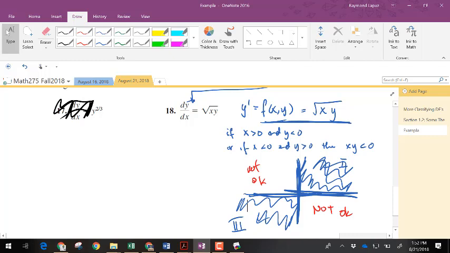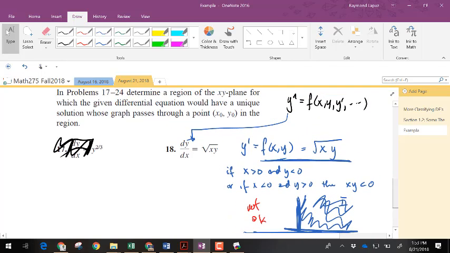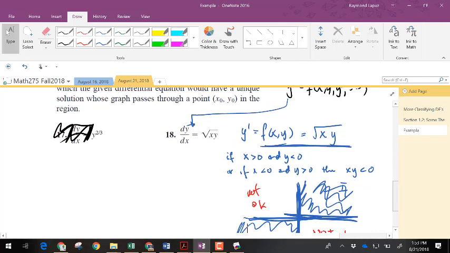So let's see what the question was again. Determine a region in the xy plane for which the given differential equation would have a unique solution whose graph passes through the point x naught, y naught. Did they say what x naught and y naught was?